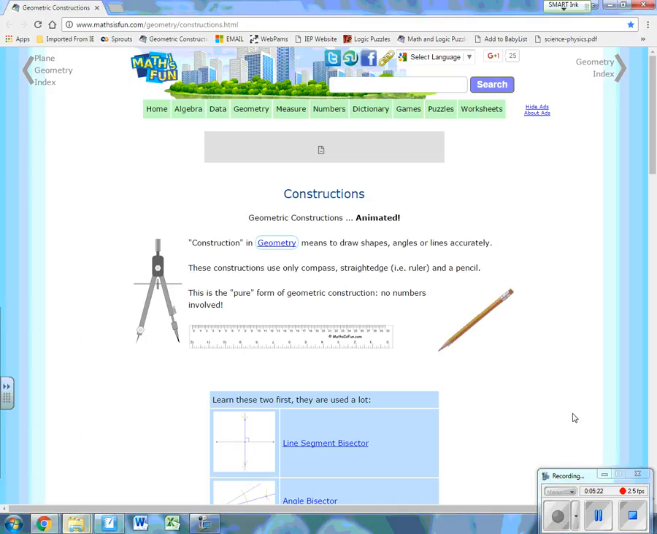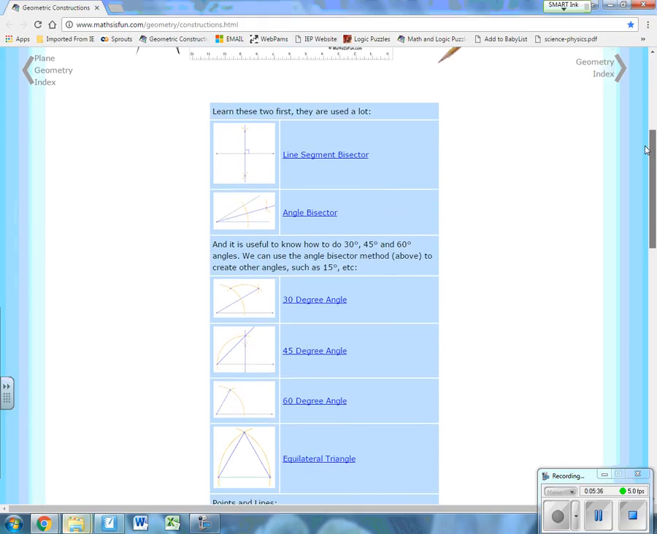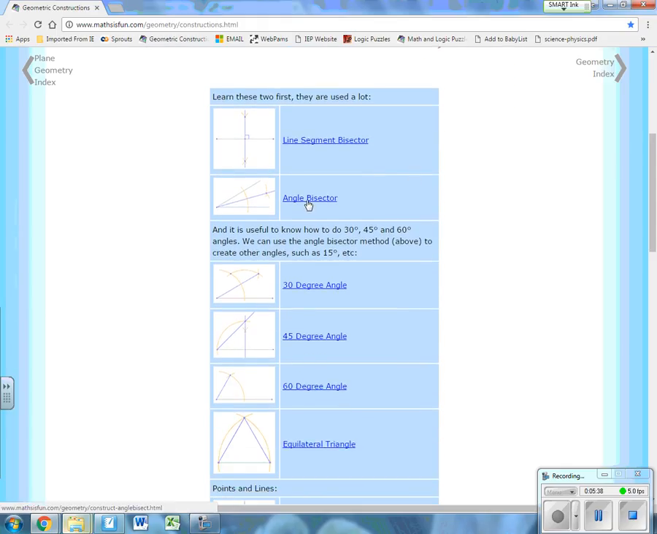So I have found a website. I'm going to show you. So here's a website. It is called www.mathisfun.com/geometry/constructions.html. I'm going to look at the angle bisector one. And if you look at your thing, that is going to be G, bisect a given angle.